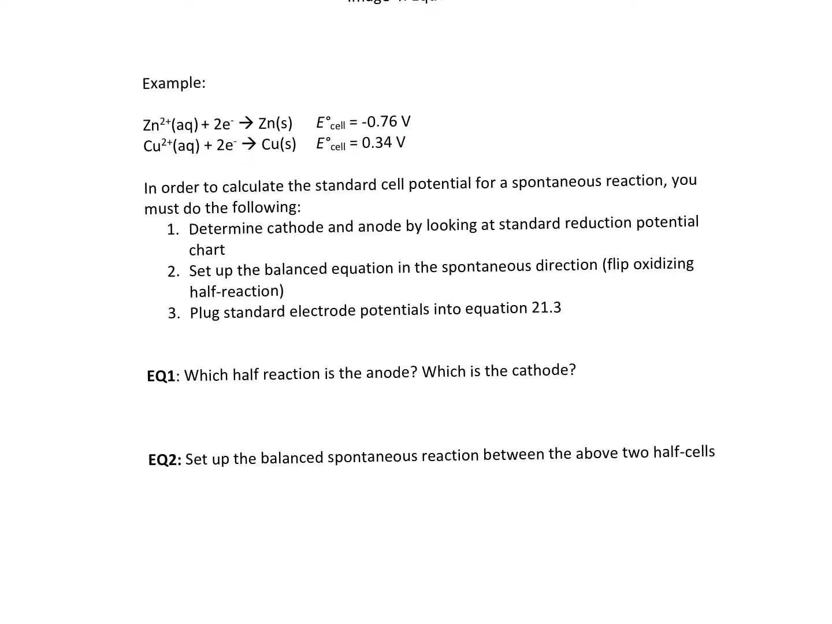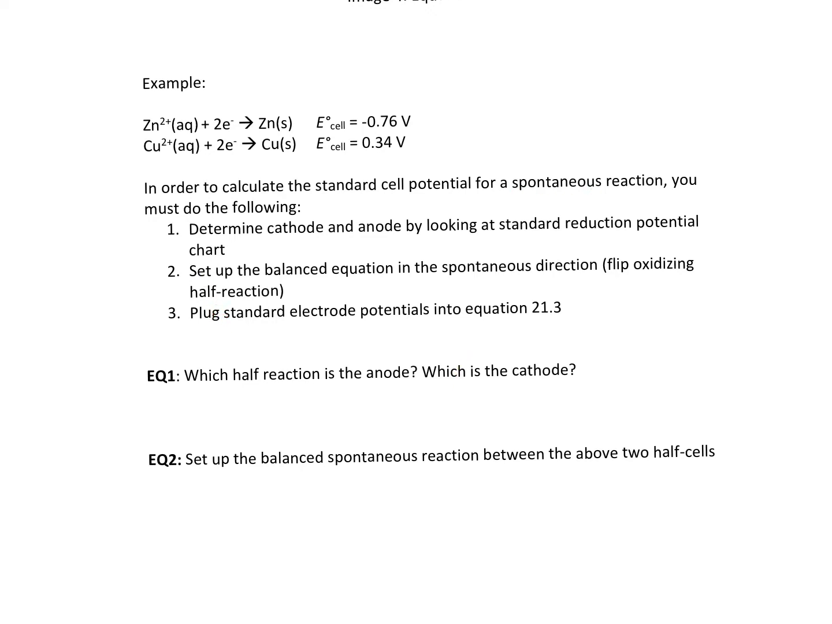So remember, the one with the more positive is more likely to be reduced or be the cathode, and the one with a greater negative is more likely to be the anode. So in order to calculate the standard cell potential for a spontaneous reaction, you have to do the following.